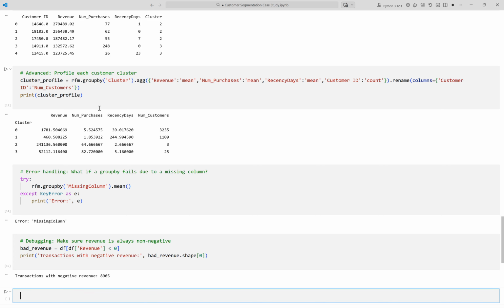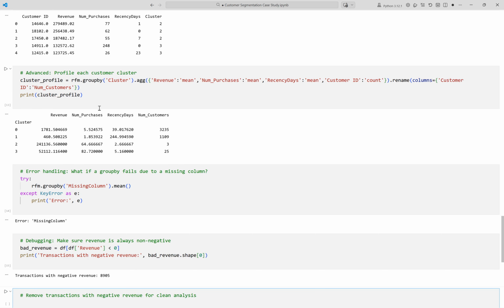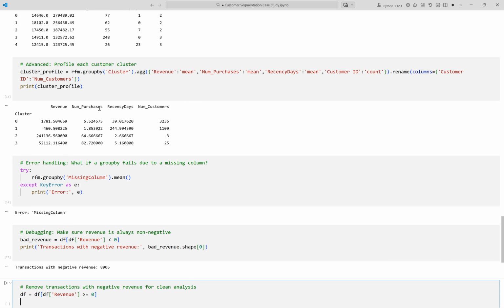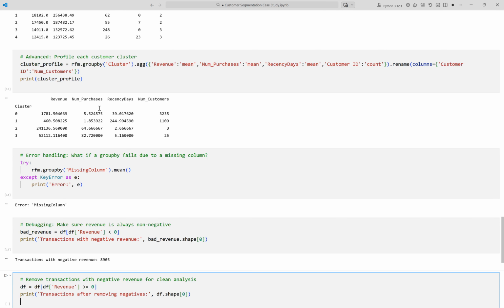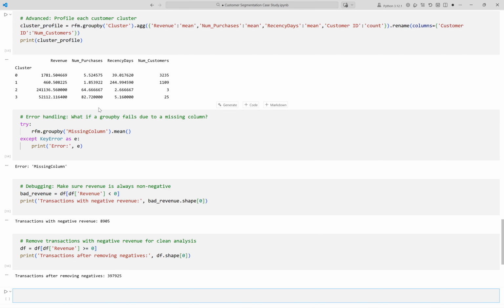Most customer segmentation should only include positive revenue transactions. We filter out any rows where the revenue is negative or zero. We print the remaining clean transaction count. Running the cell now. Here we see the number of transactions after filtering out any with negative revenue, ensuring our recency analysis uses only valid purchase data.